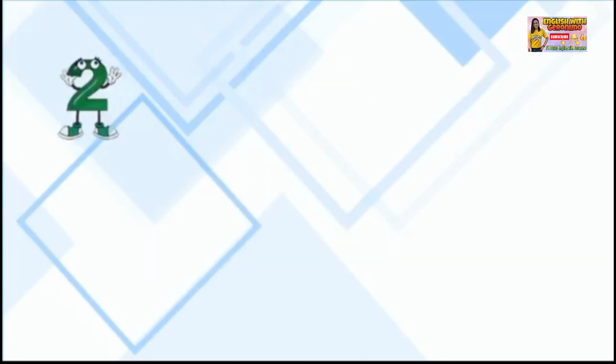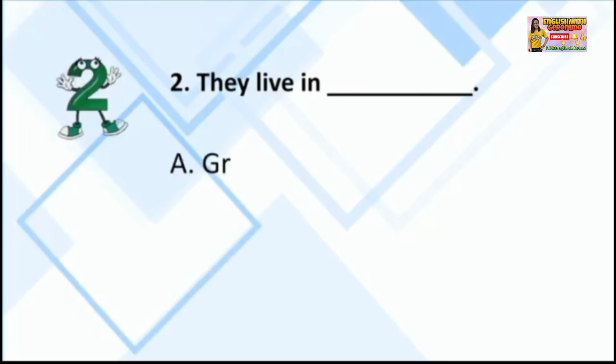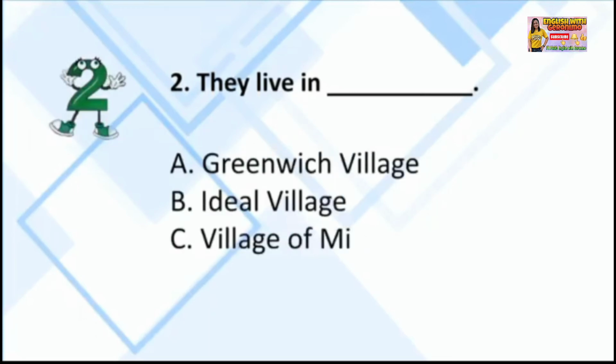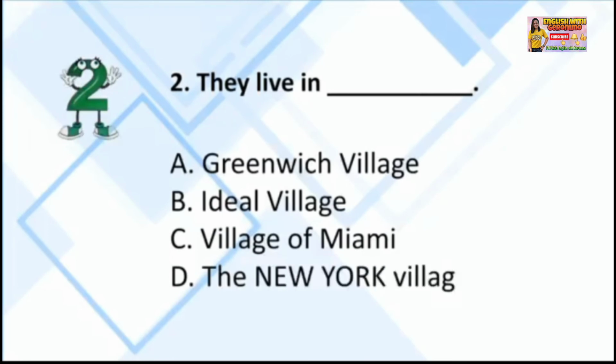Number 2. They live in blank. Letter A, Greenwich Village. Letter B, Ideal Village. Letter C, Village of Miami. And letter D, the New York Village. The correct answer is letter A, Greenwich Village.